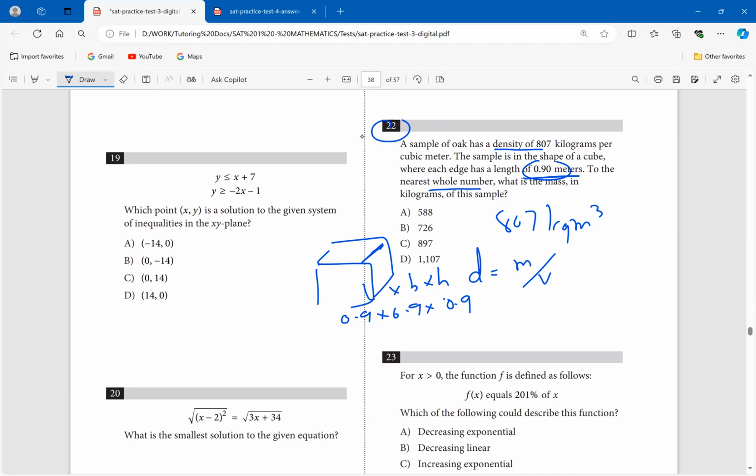If you use a calculator here, your volume should be 0.729 cubic meters. Now you have this volume and you have the density, so you can simply figure out the mass: volume multiplied by density, 807. This should give you 588 for answer A. Okay, this is the correct answer.